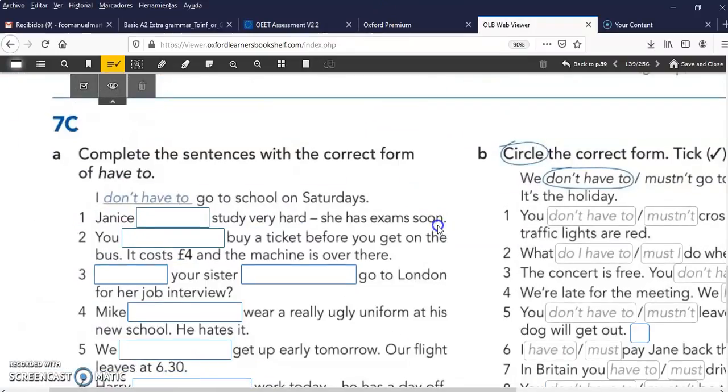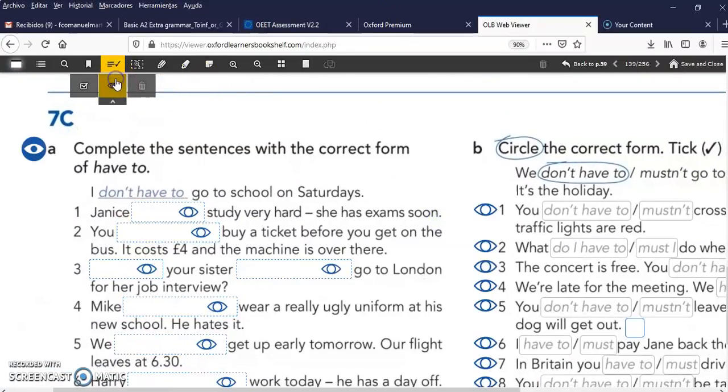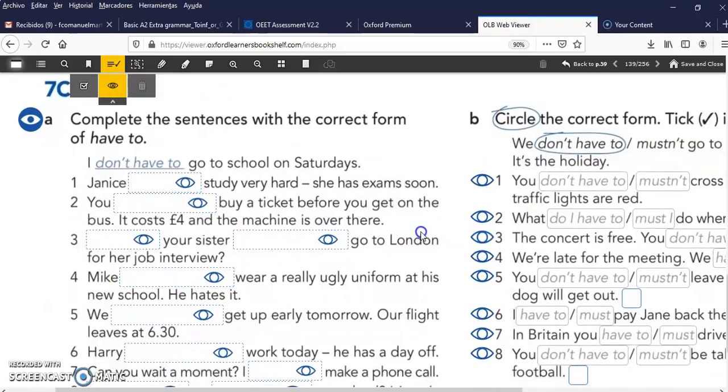Okay, and it goes, complete the sentence with the correct form of have to. Aquí solo podemos poner un have to, con lo cual no esperéis un must. Janice studied very hard. Exactly, exams soon. Tiene que estar, si tiene los exámenes pronto, tiene que estudiar o no tiene que estudiar. Janice has to study very hard.